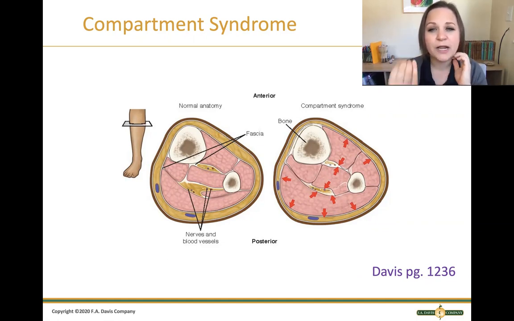And so we want to have a very good sense of CMS, circulation, motion, sensation, watching for those 6Ps, and making sure that if we're noticing that the cast is getting too tight because the patient is swelling, that we intervene quickly to relieve some of that pressure and call the surgeon.